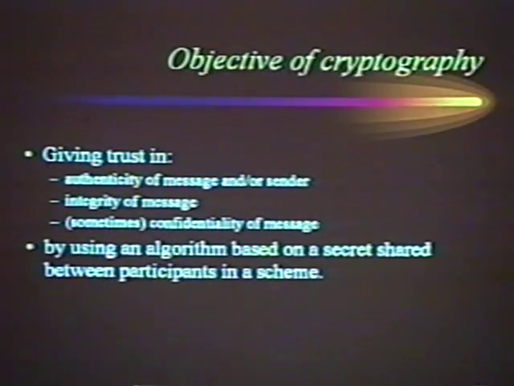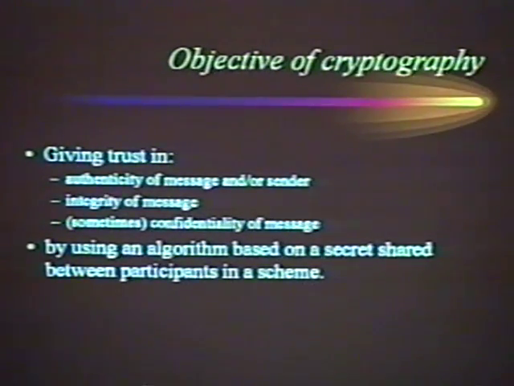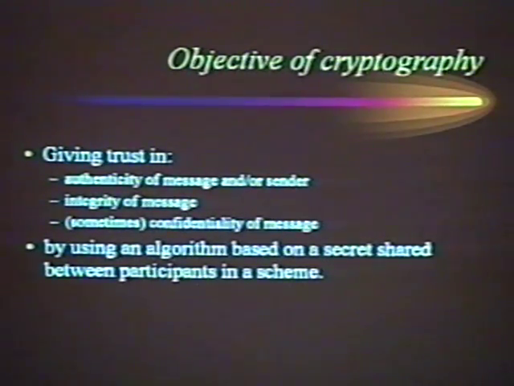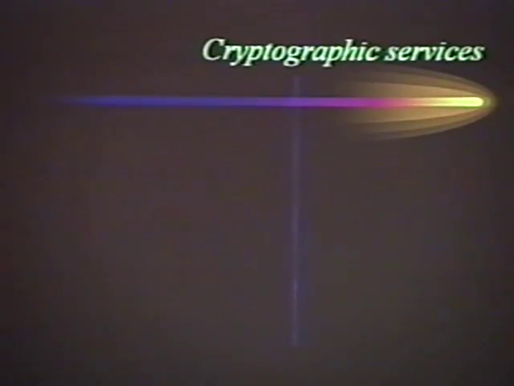And cryptography may be an answer to that. The objective of cryptography is to give trust in the authenticity of a message or the sender, in the integrity of the message, and confidentiality of a message. And this all works by using an algorithm which is based on secrets shared between participants in a scheme. To make this all a little bit clearer, I'll try to give a couple of examples of how it works.